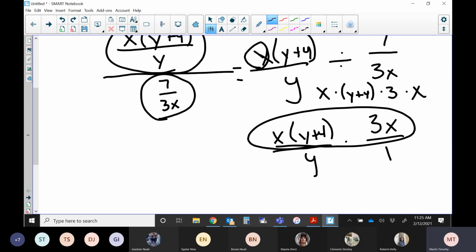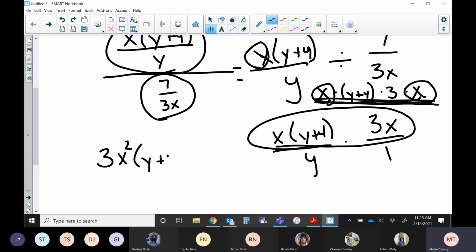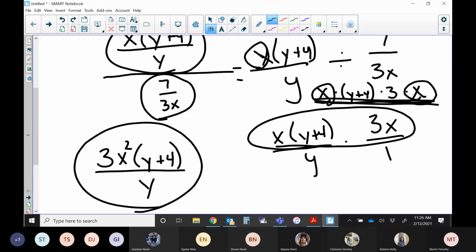And the reason I need you to see it like that is because then if it's all multiplication, I can do it in any order I want. So I'm going to write the 3 first, then the x times the x gets me to x squared, and then behind that is going to be y plus 4, and all of that is going to be over y. And that would be my final answer. Questions on number 8.